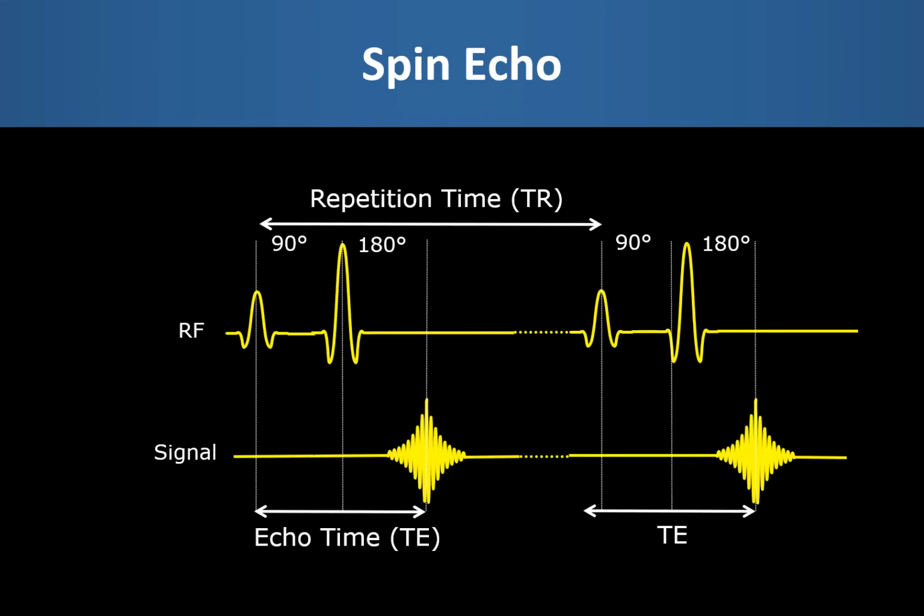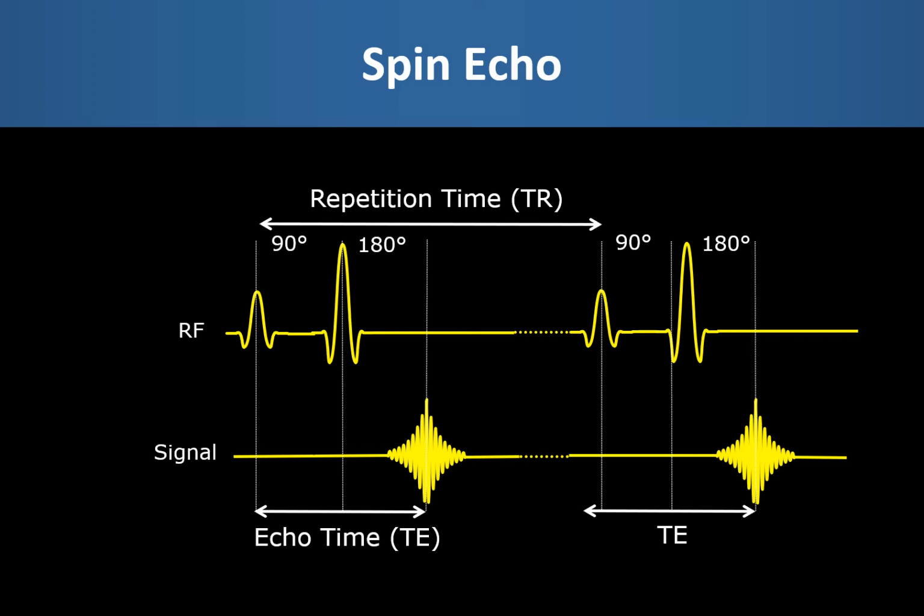The most basic pulse sequence used in MRI is the spin echo. And the spin echo involves two RF pulses. We're not going to consider the spatial localization gradients at the moment, but we have a 90-degree excitation pulse, which at a time tau later, we have a 180-degree refocusing pulse. And this means that at another time tau later, the magnetization will refocus, producing an echo.